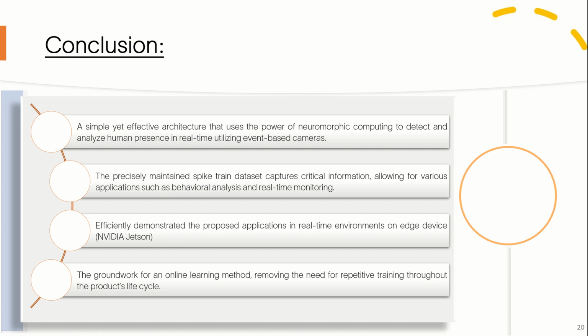To conclude, a simple yet effective architecture that uses the power of neuromorphic computing to detect and analyze human presence in real time, utilizing event-based cameras and non-event based cameras. The spike train dataset captures critical information, allowing for various applications such as behavior analysis and real-time monitoring. We efficiently demonstrated the proposed application in a real-time environment on edge computing devices such as NVIDIA Jetson, and laid the groundwork for an online learning method, removing the need for repetitive training throughout the product lifecycle.